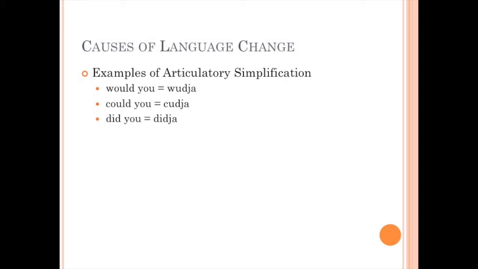Is it possible that in 500 years would ya becomes the dictionary form? What would slow down that articulatory simplification? Does having a written form hinder the oral form from changing, for example?